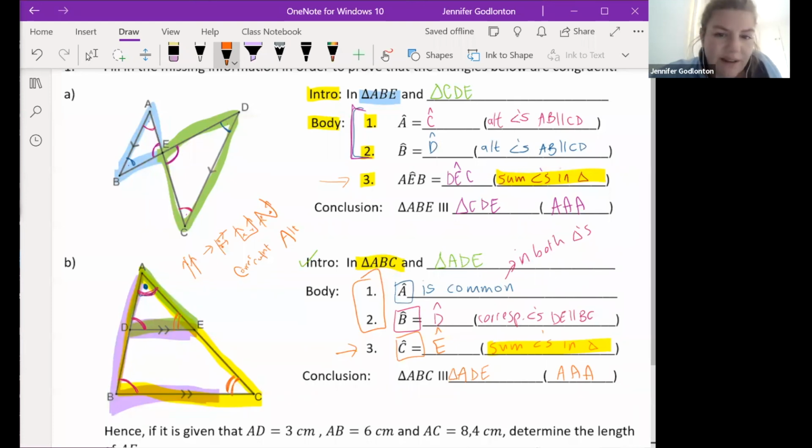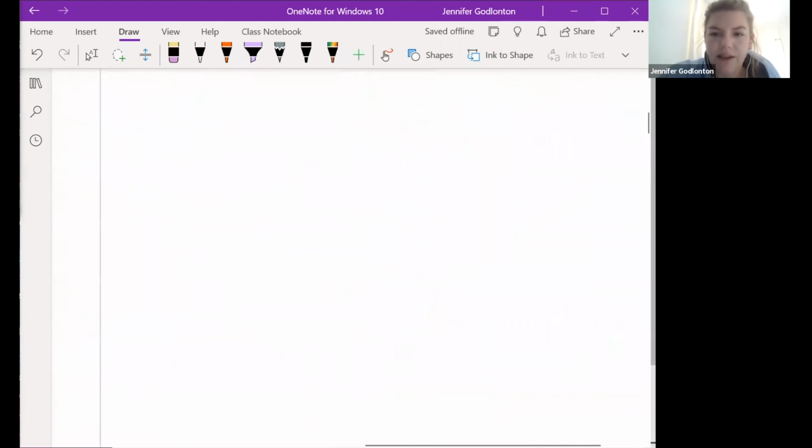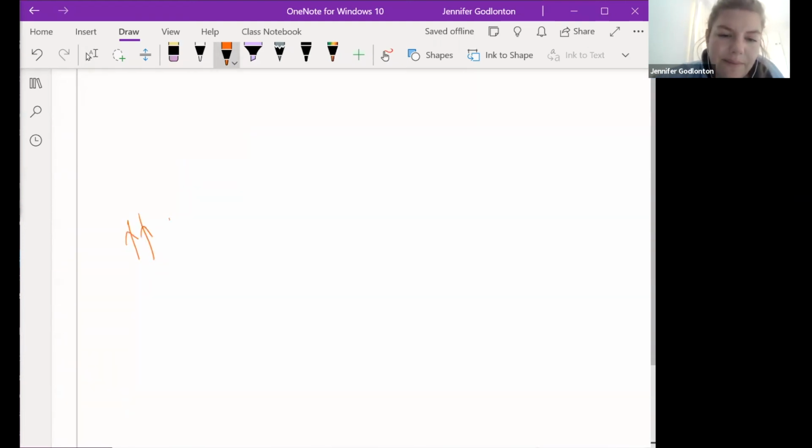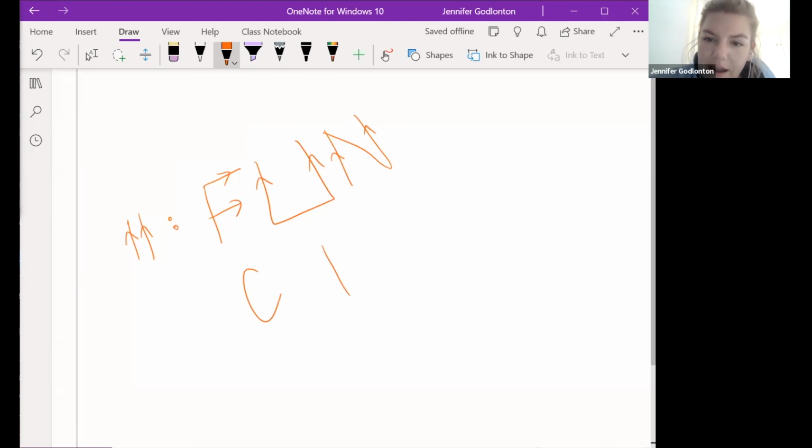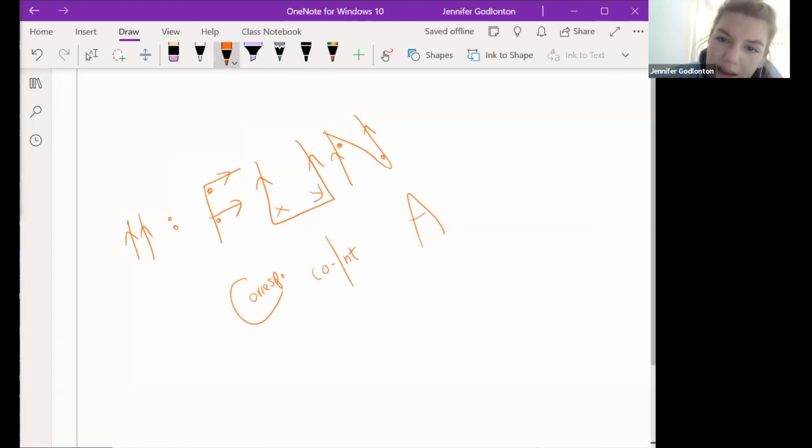Yes, the F is corresponding. Let me write this a little bit bigger. I was trying to fit it in, but let's put it over here. When we have parallel lines, our brain thinks of fun, and CIA. F stands for corresponding. U is for co-interior. And N is for alternate. FUN.